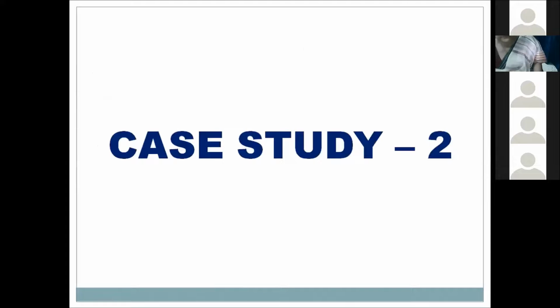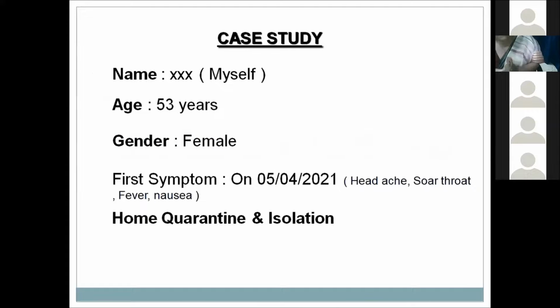Fluid intake. Case study 2. Today is my 21st day of COVID myself. This is my case. First symptoms on 5/4/2020: headache, sore throat, fever and nausea. I was in home quarantine and isolation. I'm pre-diabetic and hypertensive.